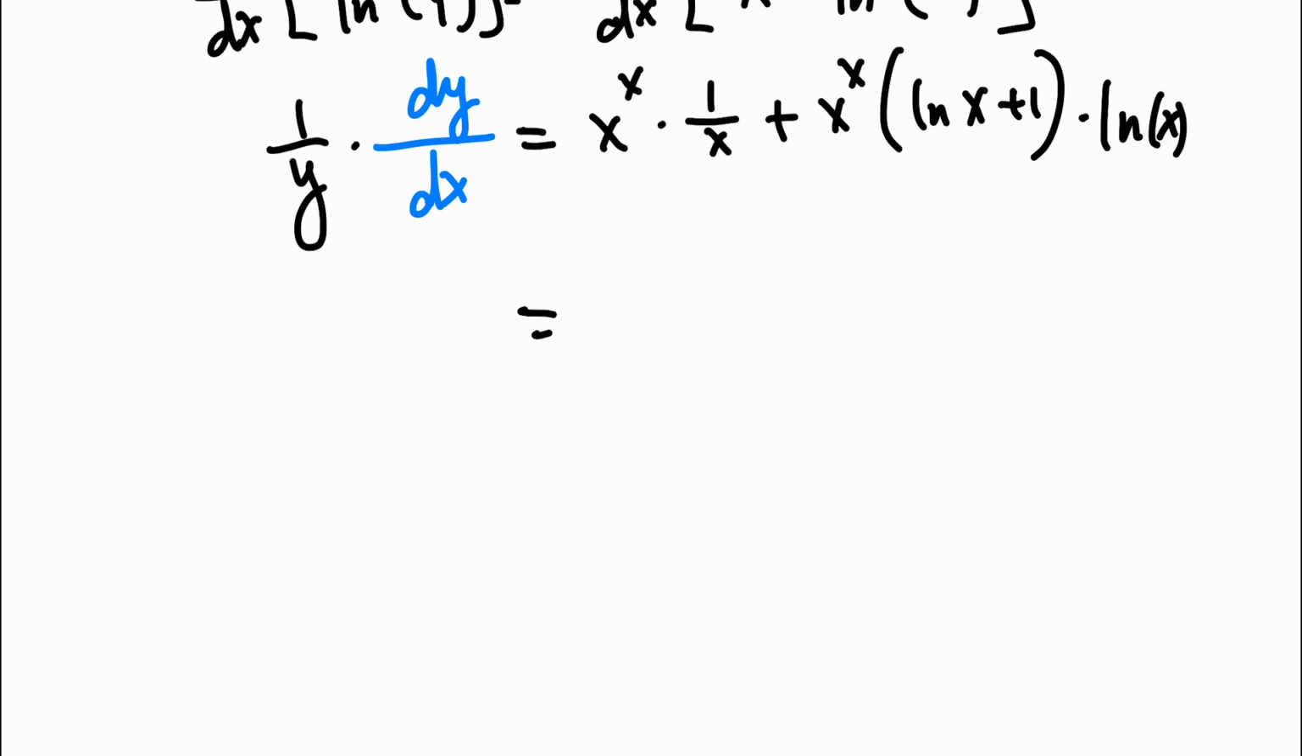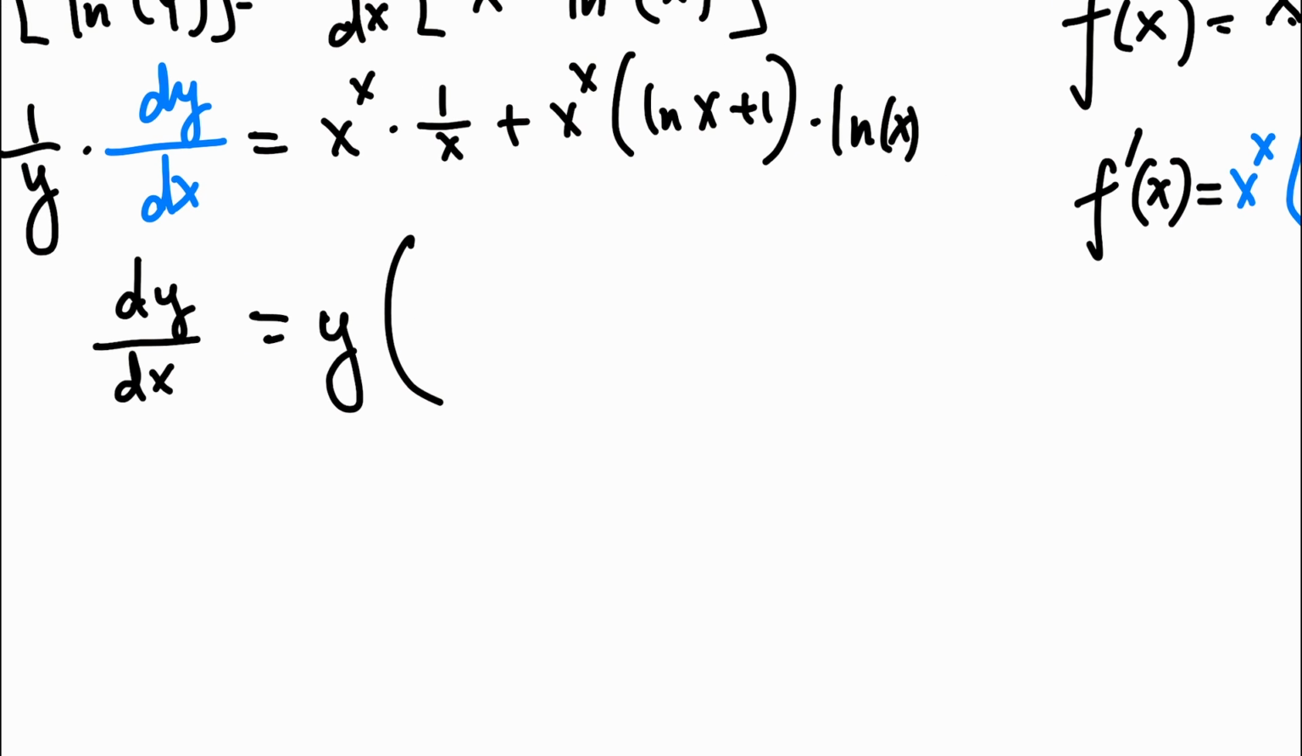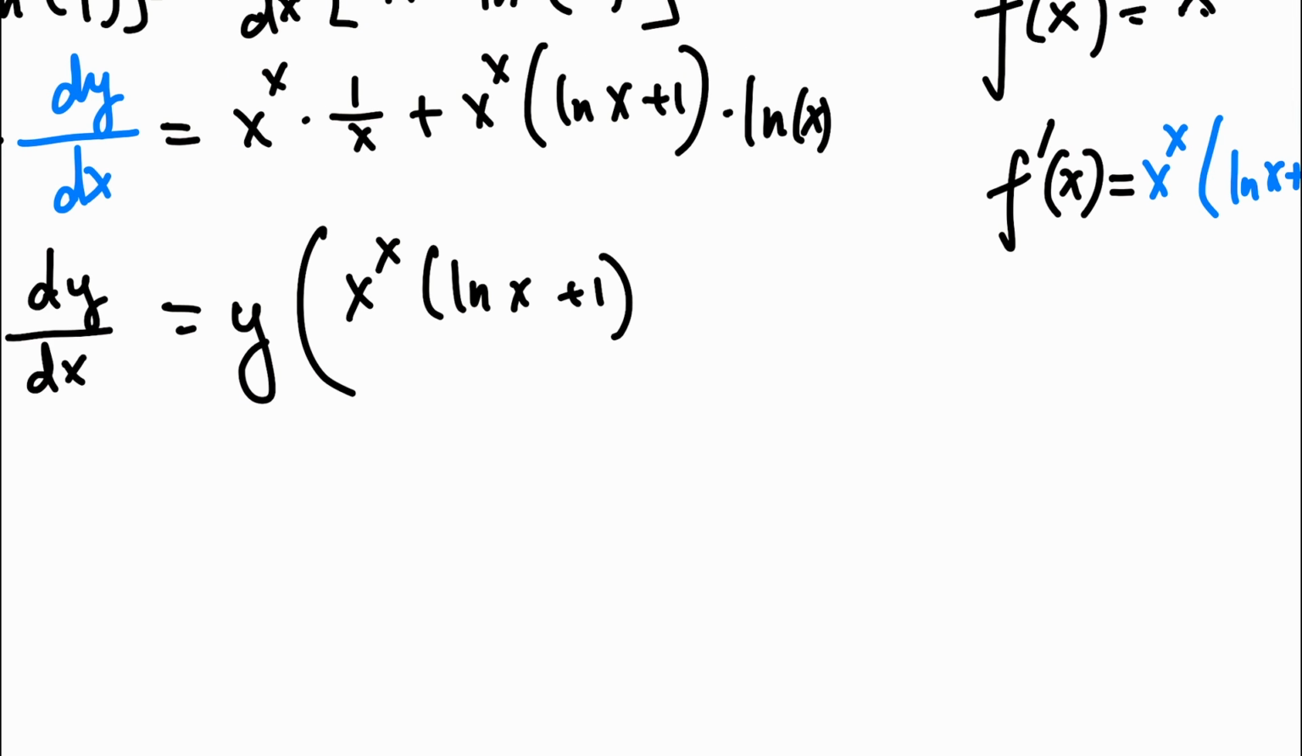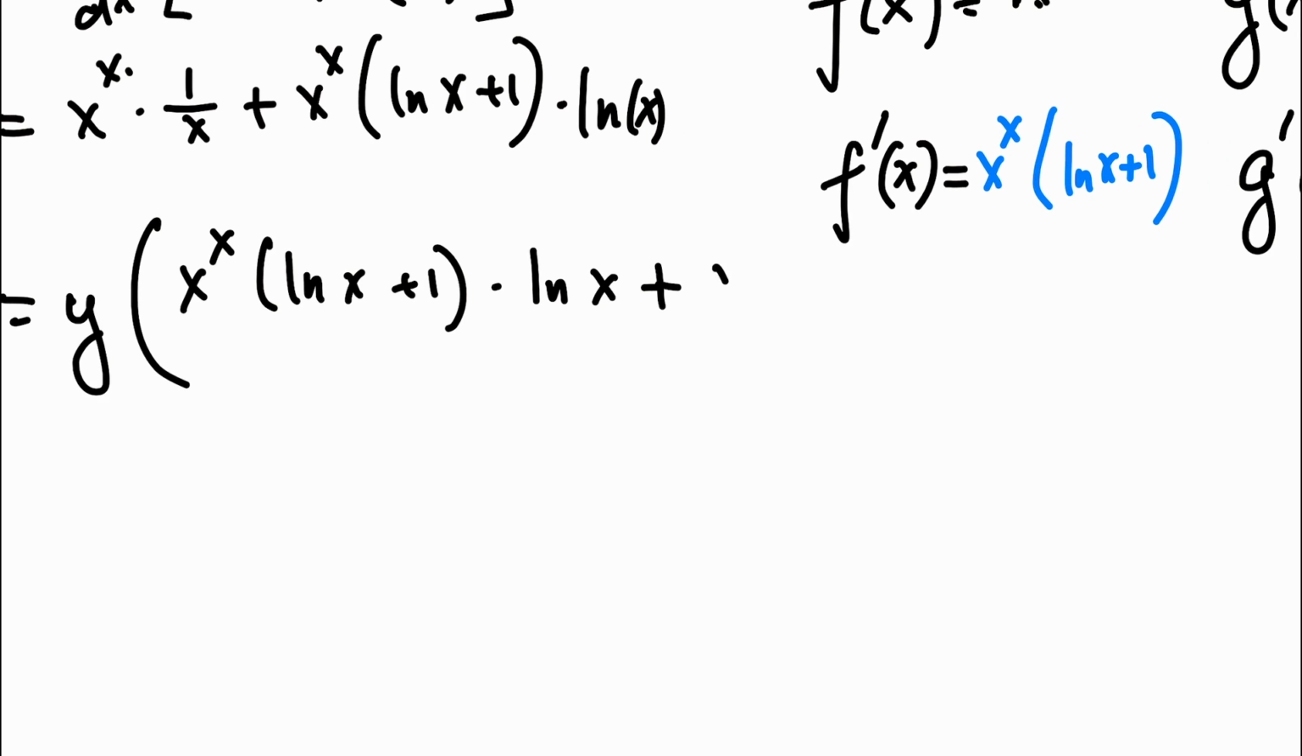Obviously, we need to multiply by that y over here, so the derivative of y with respect to x is y times x to the x times (ln of x plus 1) times ln of x, plus this thing. That is x to the x times x to the negative 1, which is basically equal to x to the x minus 1 power. If you write it like this, it should be accepted as well.